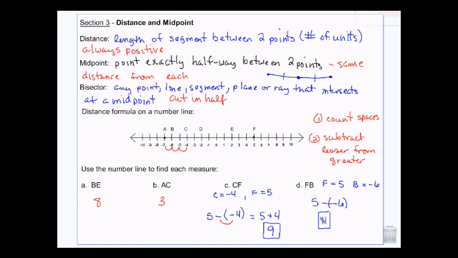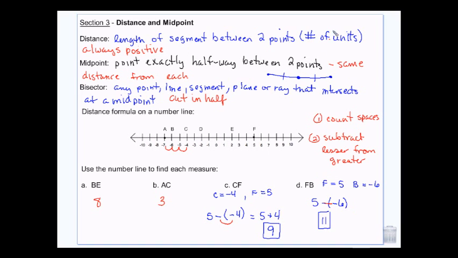If you get a negative answer on these, then either you did things in the wrong order or there's some other mistake, because distance is always positive. So just double check yourself. Now if I put these in the wrong order and I wrote -6 minus 5, I would have gotten -11. It's the same length, but I have to take the negative off. Does that make sense? So you can just double check yourself that way.